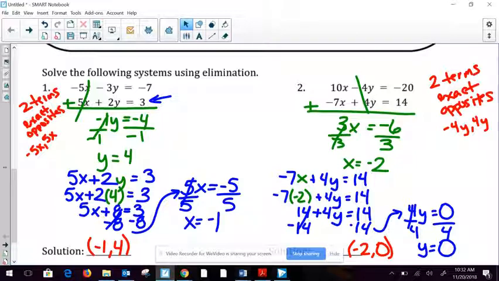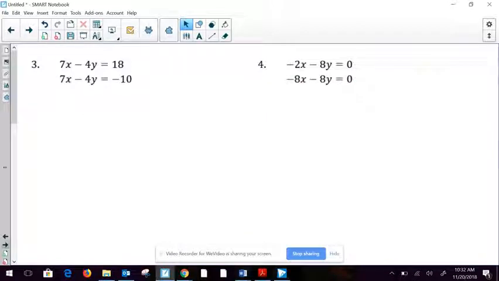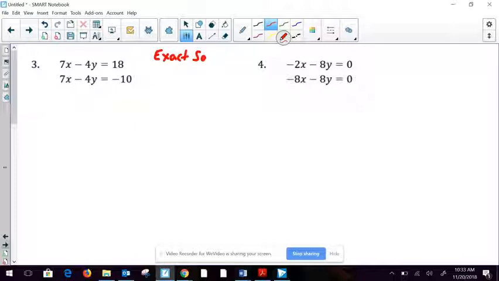Okay, so in both of these situations, we had two variables that were the exact opposites. Now let's look at our next set of problems. If we look at number 3, you're going to see that I have two variables that are the exact same. I have a 7x and I have a 7x in each equation. So if we go back to those steps, we said that if we have exact sames, we need to multiply an equation by -1. So I'm going to multiply the top equation by -1.